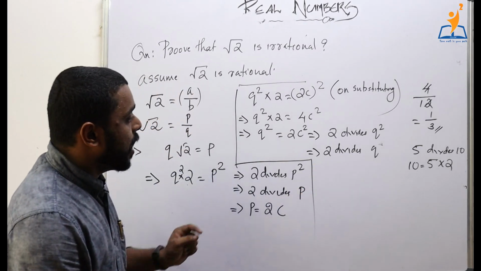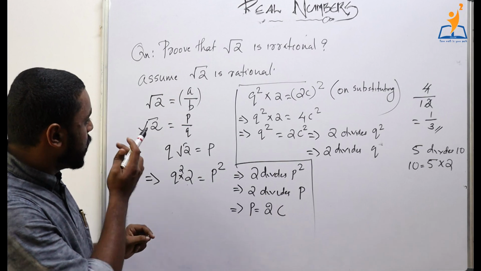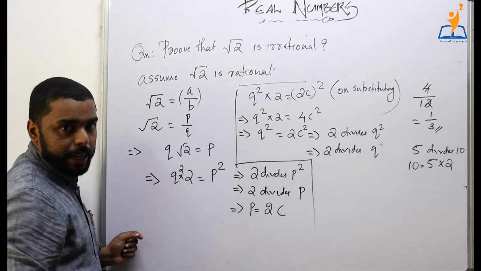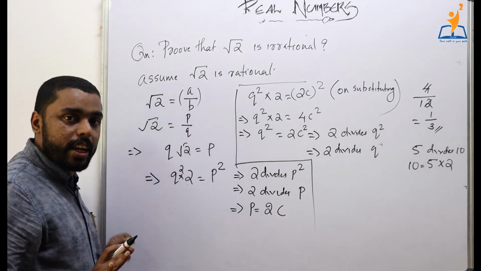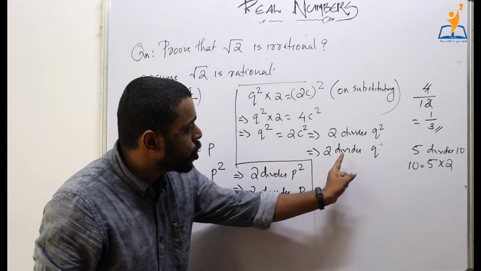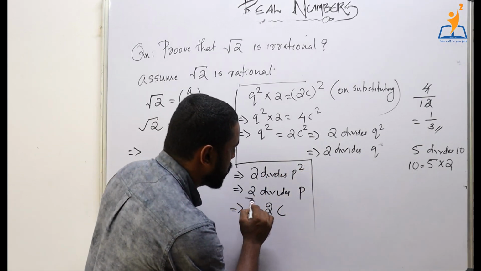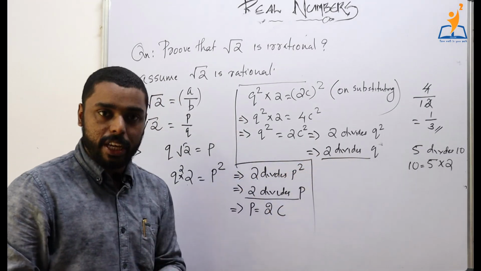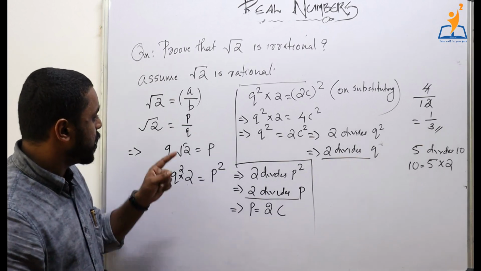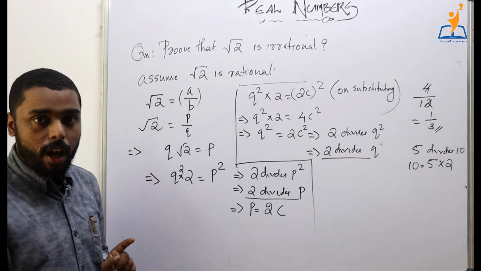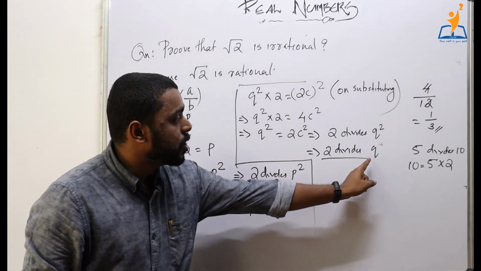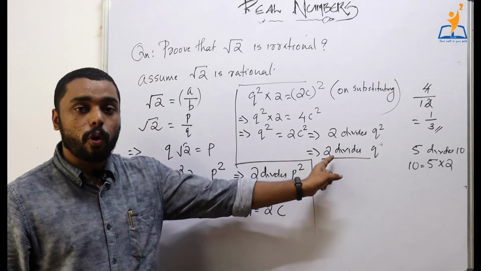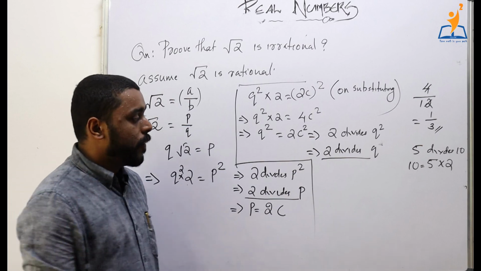Clear? Then we get a contradiction. When we wrote root 2 equal to a by b, we cancelled all the common terms to get p by q. Now p and q do not have any common term, right? Here we get 2 divides q as well as 2 divides p, which means 2 is a common term to p and q, which is a contradiction because we have assumed that p and q do not have any common term.